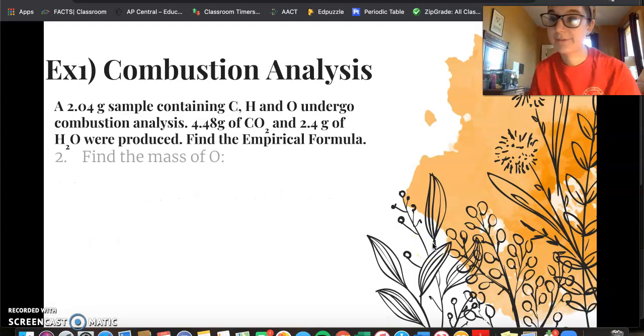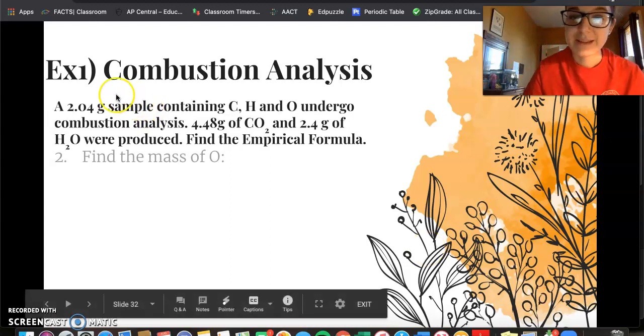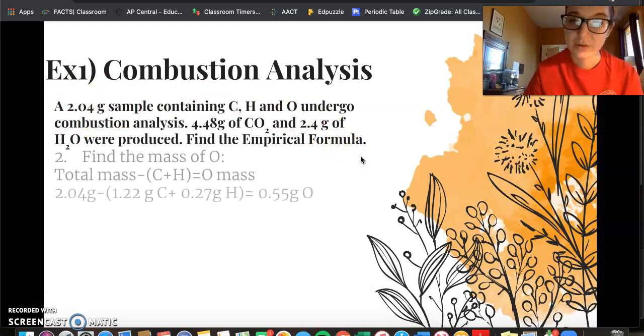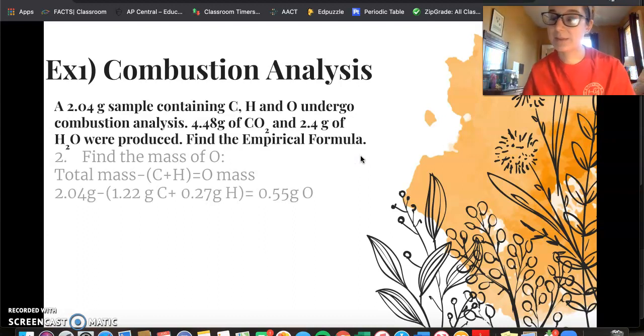For step 2, we want to find the mass of oxygen. So we found the mass of carbon and hydrogen. Everything remaining in that 2.04 grams should be oxygen. So we're going to take the total mass, 2.04, minus the mass of carbon, minus the mass of hydrogen, and we find that the mass of oxygen is 0.55 grams of oxygen.